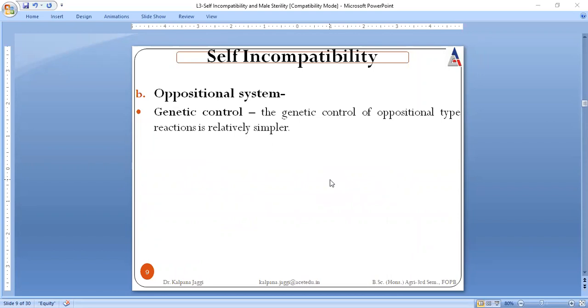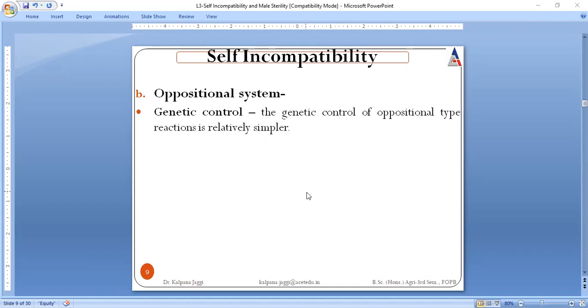Now, if we continue with the oppositional system, the genetic control of oppositional type is very simple, because in the genetic control we are discussing the genotype of pistil and pollen grain, and since they resemble each other, studying the genotype in this oppositional system is simpler than in the complementary system, where the genotypes of pollen grain and pistil differ from each other.